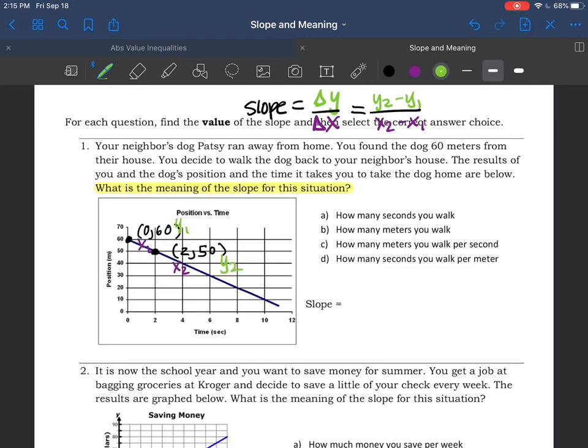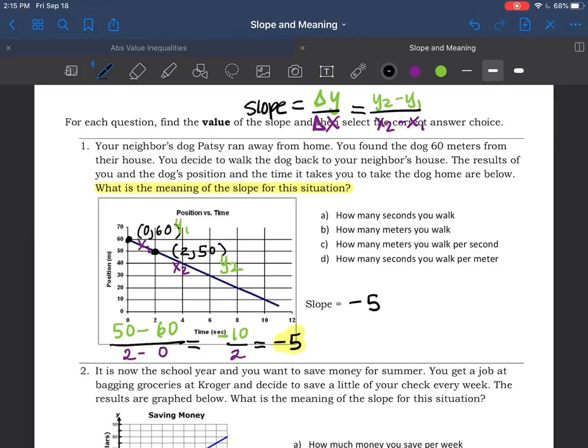Don't switch them. y2 minus y1 over x2 minus x1 gives me a -10 on top and a 2 on bottom, which gives me -5. Okay, so the slope, the value is -5.